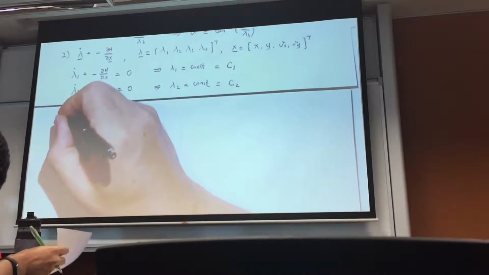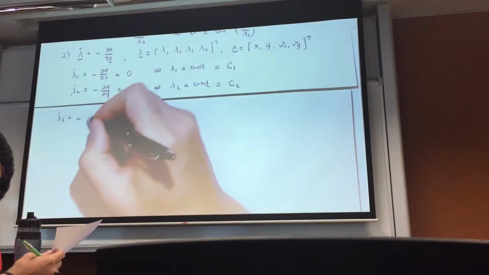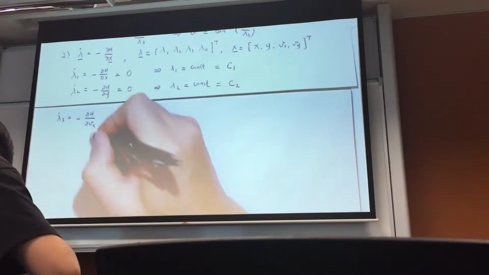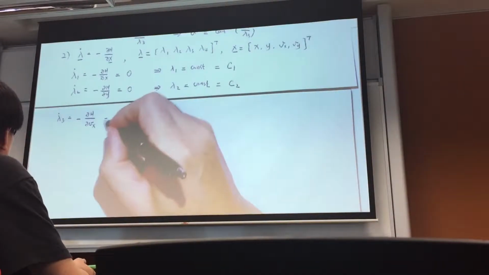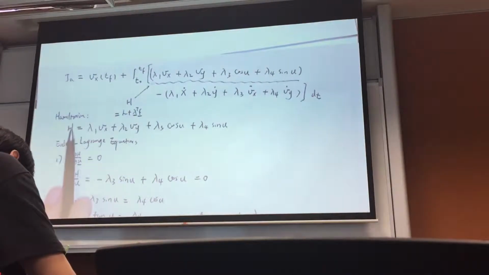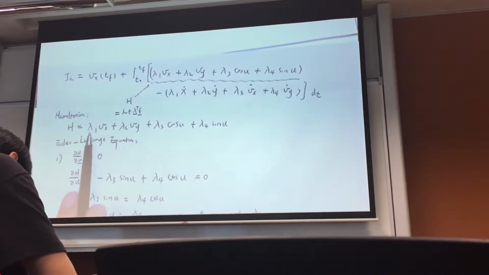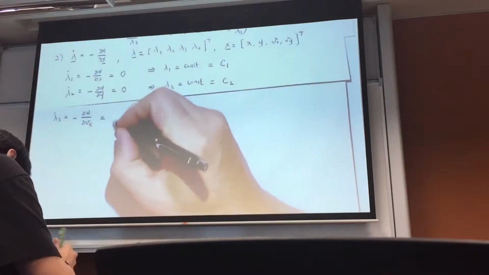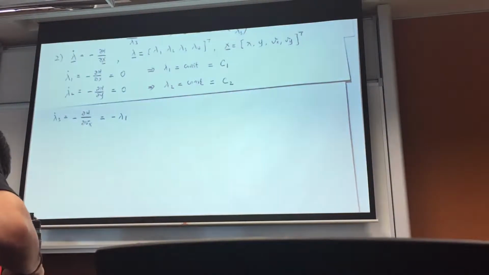So lambda 3 dot equals minus dH/dvx. We have the H here, so dH/dvx will give us lambda 1. Only one vx here, we got a lambda 1. So this becomes minus lambda 1.